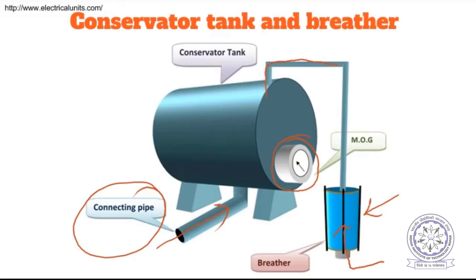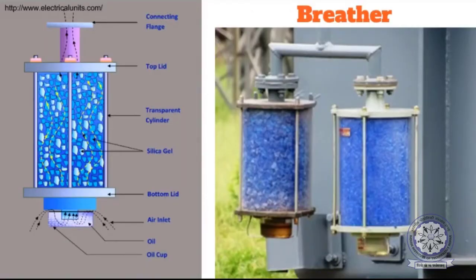Let us see the breather arrangement. So this is the breather here. Whenever there is a reduction in the oil level, when cooling happens, or when the transformer is working at higher power, what will happen? The oil temperature will rise and then it will expand. So in the conservator tank also the oil level will increase. Therefore, it will push the air outside.